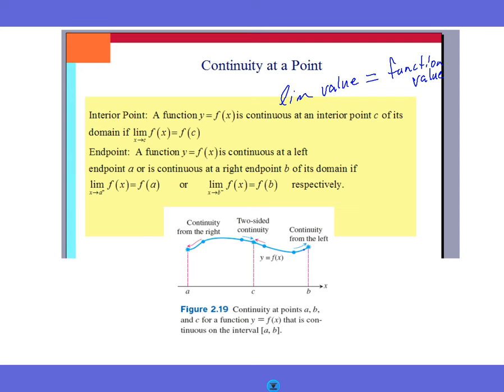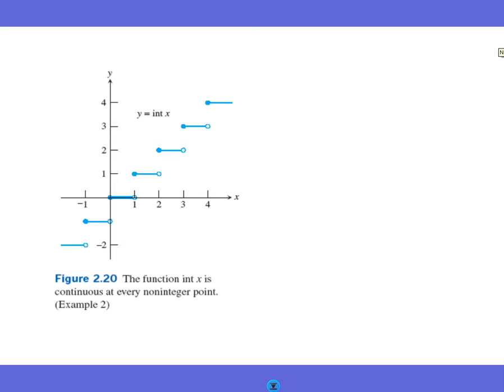In fact, the AP people are more specific. They want you to check off 3 little things. Let's see here if I've got room for it. I think it's on the next slide. Yeah. So here are the 3 things that you need to check off for continuity at a point.